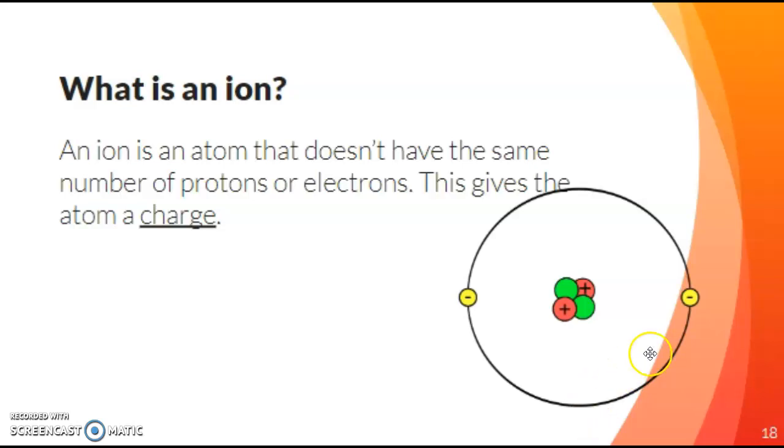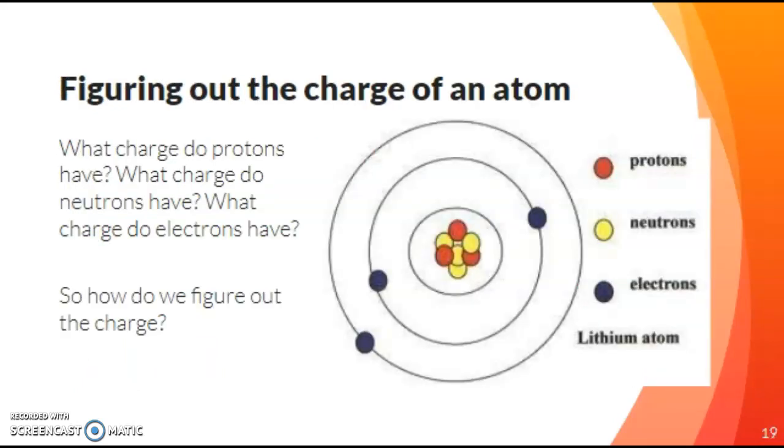But whenever we don't have the same number of protons and electrons, we're not going to have the same number of pluses and minuses, which is going to give our atom a charge. So when we're figuring out the charge of an atom, we only care about protons and electrons because neutrons don't have a charge. So we can just completely ignore the neutrons. We're just going to look at our positive protons and our negative electrons, count them up, and see if we have more positives or more negatives, and that's how we figure it out.